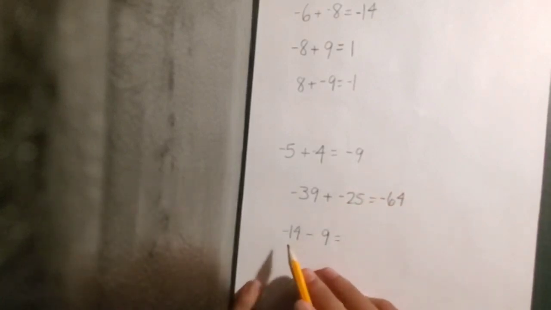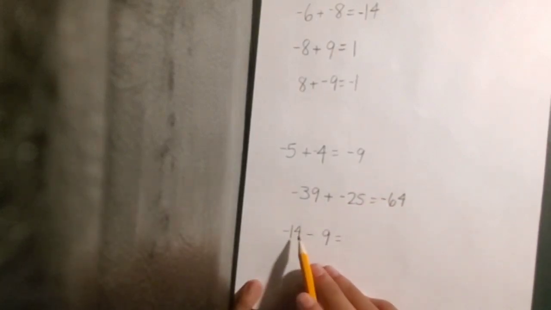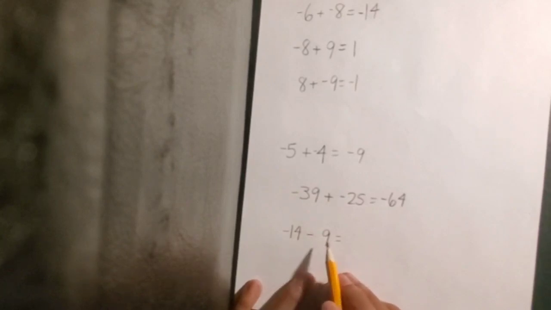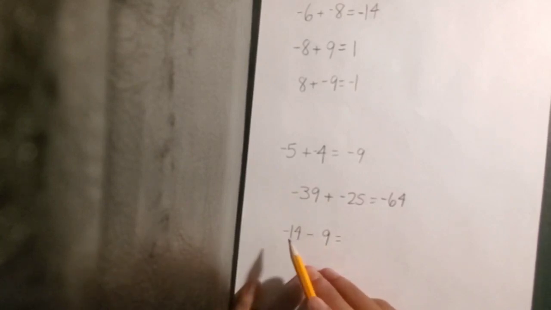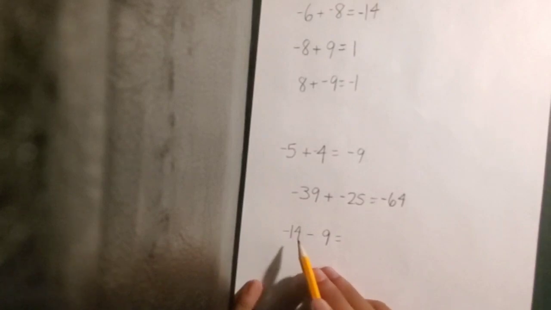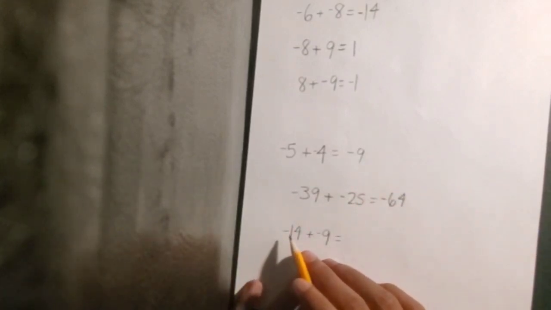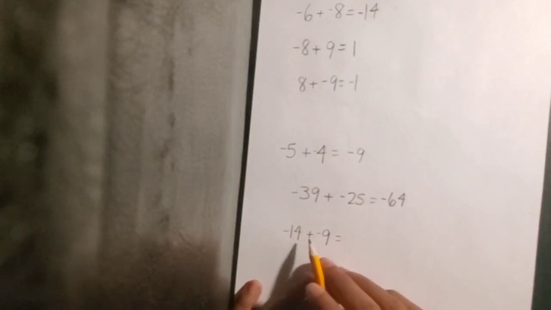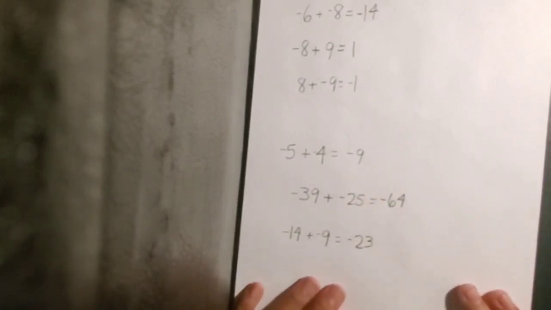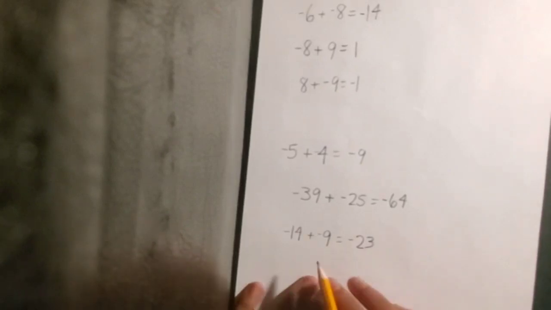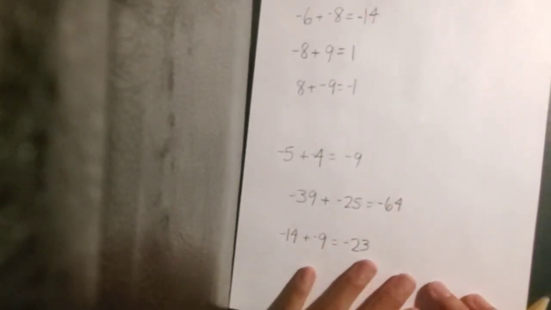Alright, so here's negative 14 minus 9. We have to do keep, change. Negative 14 stays. The minus becomes a plus, and 9 becomes a negative. So now we solve. Negative 14 plus negative 9 equals negative 23. See that? This is really impressive. I really like that. And also, look at the top.